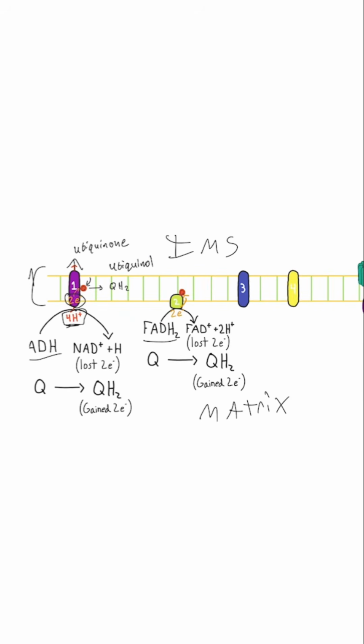The very same thing is happening at complex 2 with that transfer of electrons, where it turns a molecule of Q into a molecule of QH2. But this time, the electrons are coming from FADH2, and there are no protons pumped at this spot.